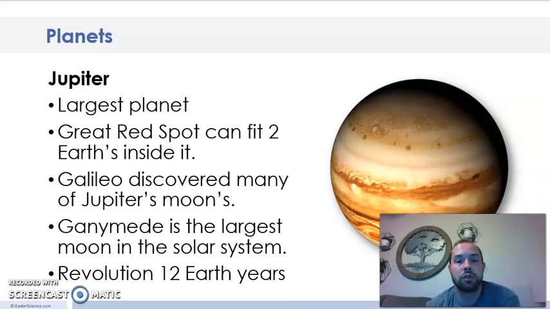Okay. Jupiter. It's the largest planet. It has a great red spot that can fit two Earths inside of it. Galileo discovered many of Jupiter's moons. Ganymede is the largest moon in the solar system, and Jupiter's revolution takes 12 years.